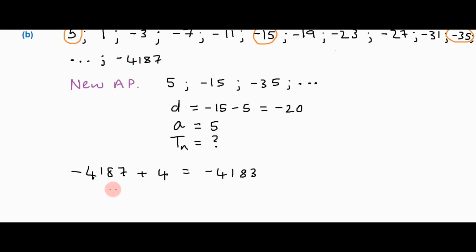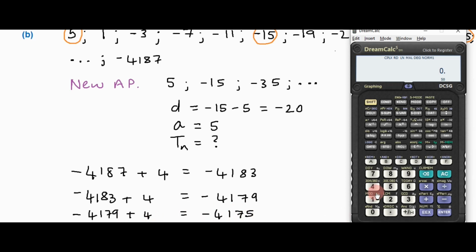Let's find the next term. So minus 4183 plus 4 is minus 4179. This is also not divisible by 5, checking on a calculator. Let's check the next one. So we're working backwards from the last term. So this is minus 4175, which is divisible by 5 if you check on a calculator.